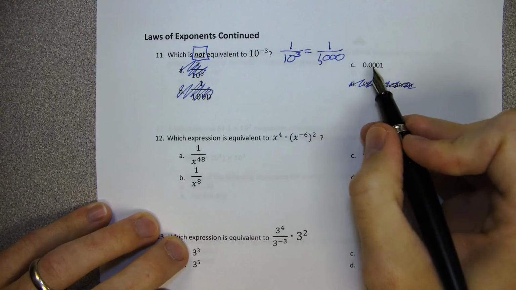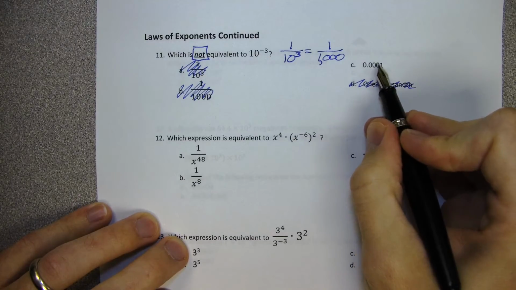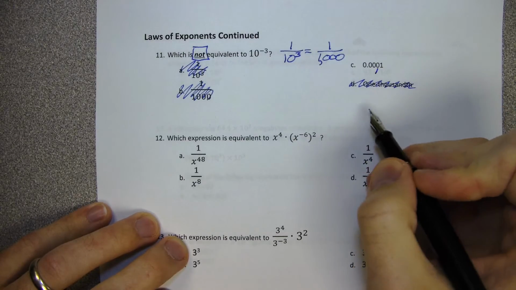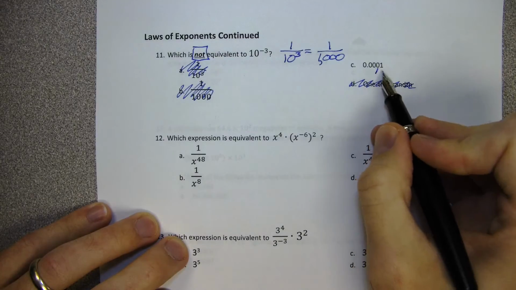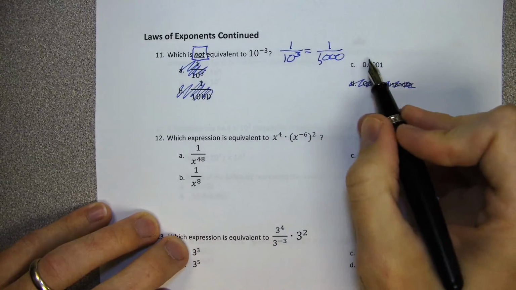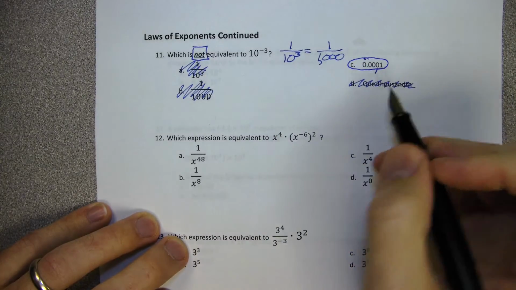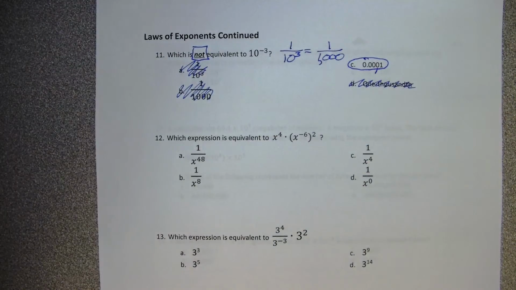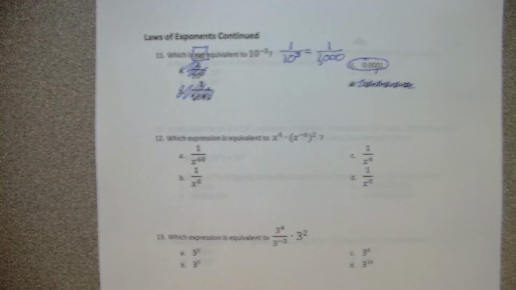Well, let's look at C. I've got tenths, hundredths. This right here, this last 0, is the thousands position. So this number is actually read 1/10,000. This is not equal. So that is the one I want. In this case, the question asked what's not equal, and that's not equal.